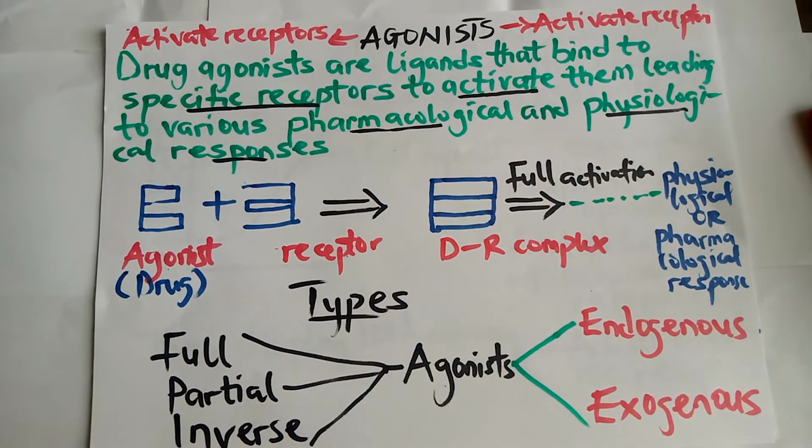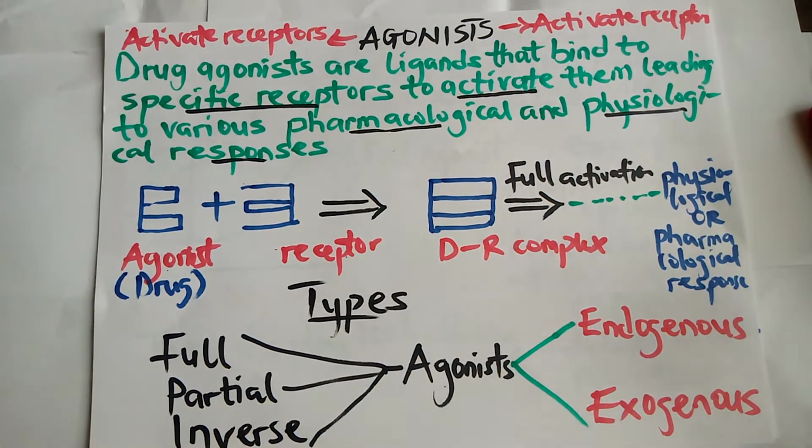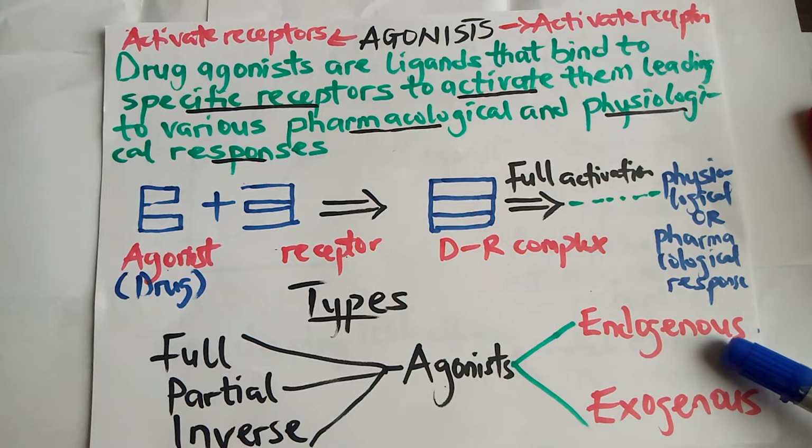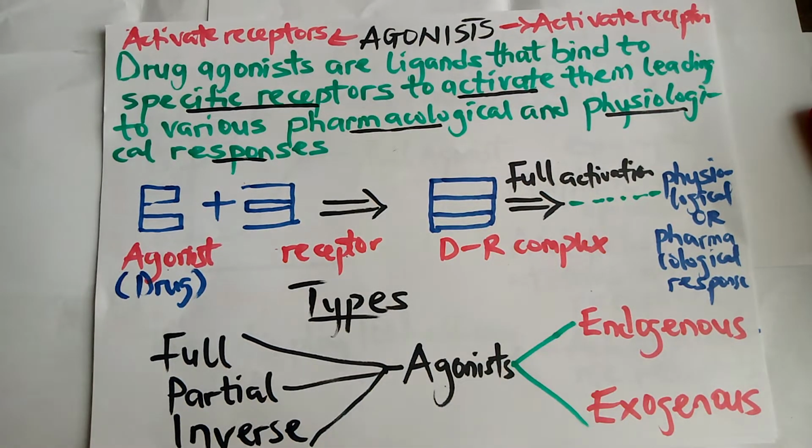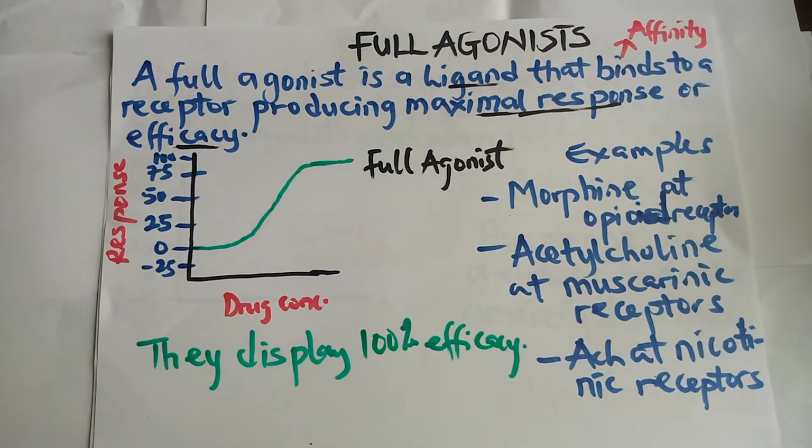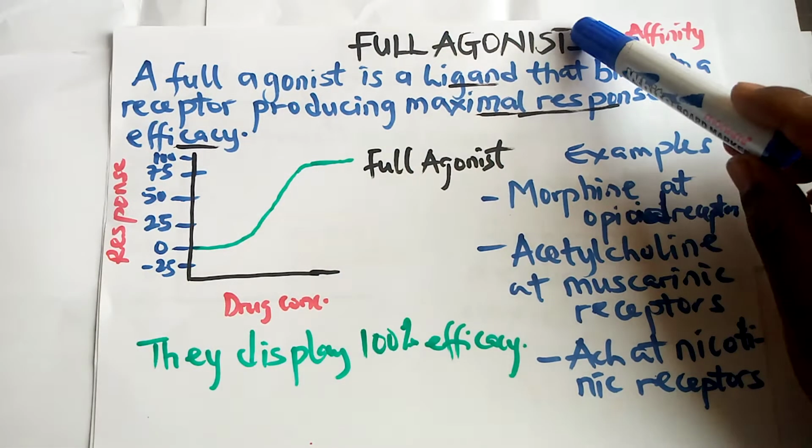So we have three types of drug agonists. We have full agonist, partial agonist, and inverse agonist. And all agonists of drugs are usually broadly divided into two based on their sources. They could be endogenous, that is, they are produced within the body, and they could also be exogenous. So we go to the first type of agonist that is called full agonist.